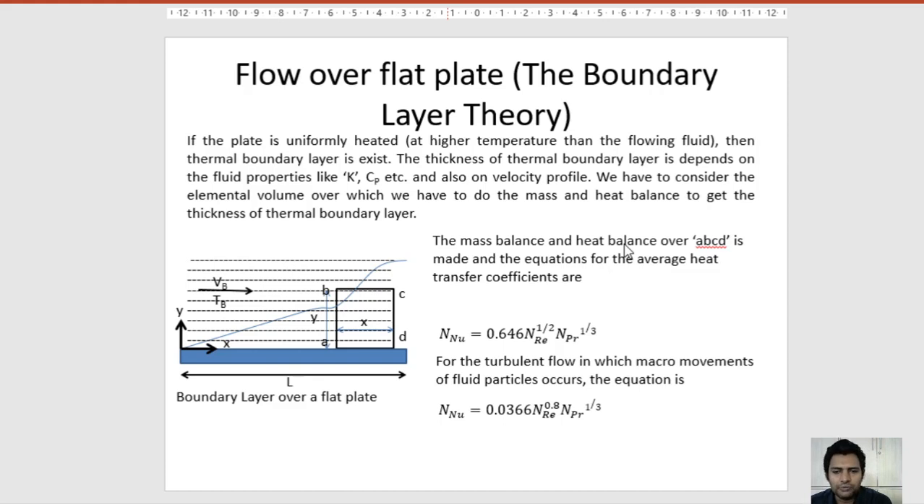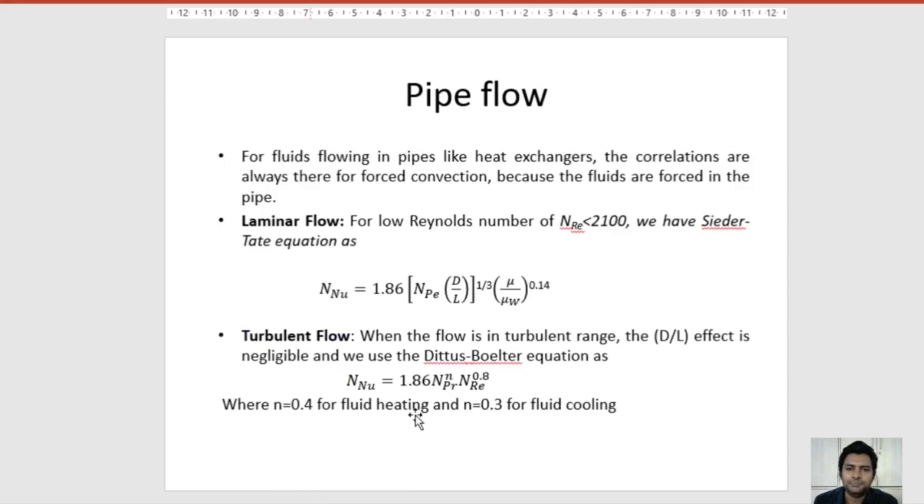Again, for the turbulent flow in which the macro movement of the fluid particles occurs, the equation is given below. Both the equations are given in terms of Nusselt number. That means the heat transfer coefficient depends on the Reynolds number and the Prandtl number, and this is for the flow over the flat plate.